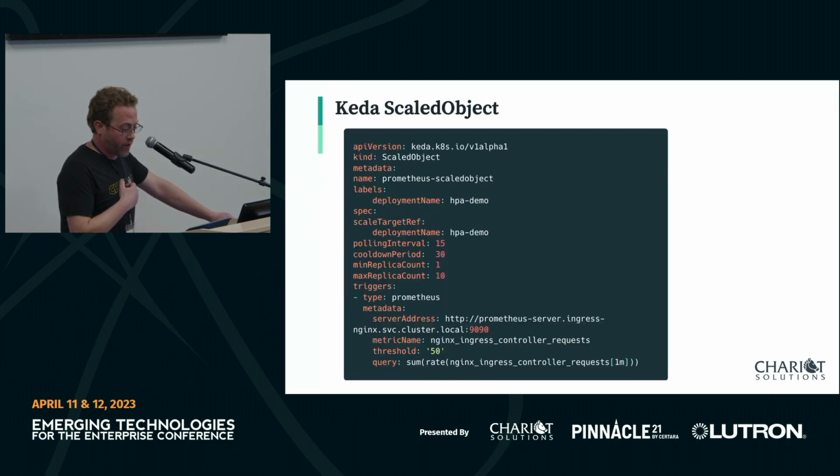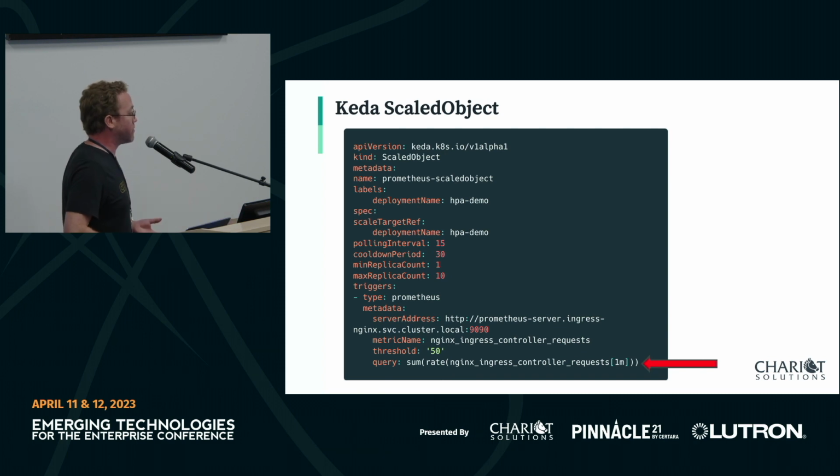So in our last Nginx example, instead of using CPU and memory utilization, we choose the metric we use to trigger our scaling using a KEDA scaled object. So for instance, we're using an ingress controller request to scale up one pod for every 50 requests that come in. So if 400 requests come in, we scale up 8 pods.